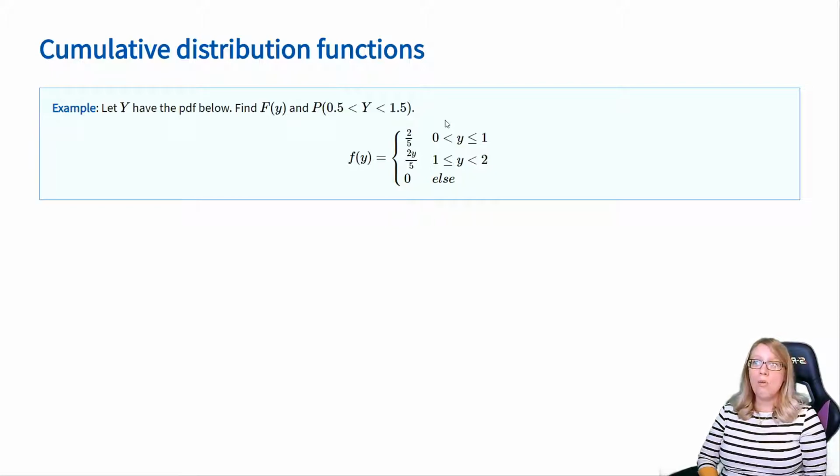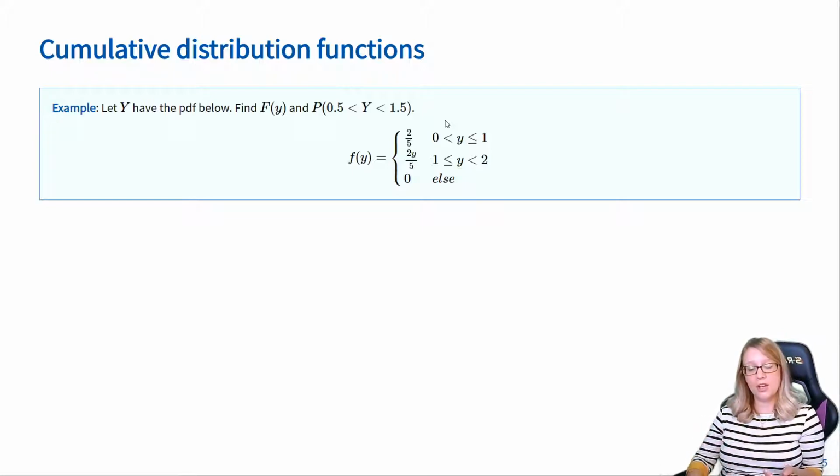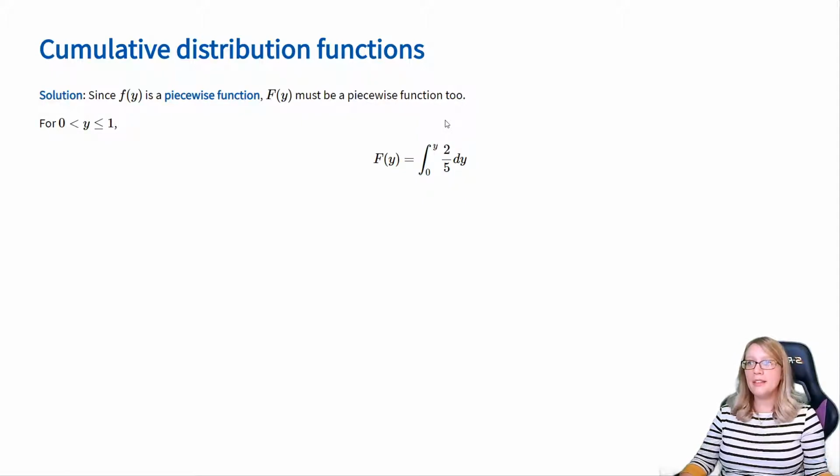So let Y have the PDF below. We want to find this probability. We want to find the probability that Y is between 1/2 and 1.5. So here we have a PDF that is split, that has several cases to it. Because this PDF is a piecewise function, it turns out that the CDF, or the cumulative distribution, will itself be a piecewise function too.